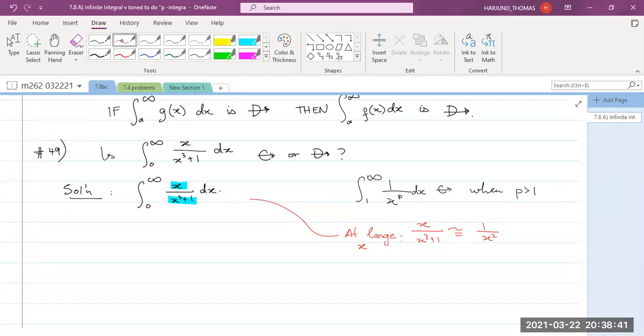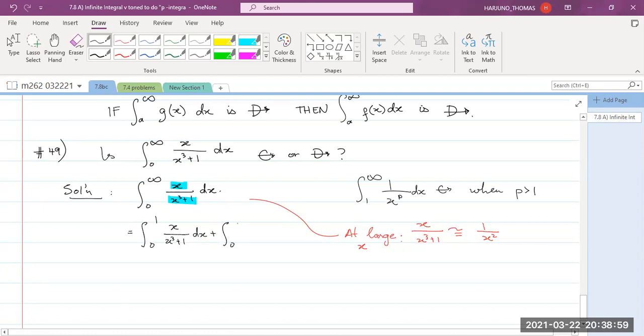Okay, now the thing is, do you realize that this is equal to, let me separate this integral: the integral from 0 to 1 of x over x cubed plus 1 dx plus the integral from 1 to infinity of x over x cubed plus 1 dx. What I want to say is that it has nothing to do with the 0. It's not about that 0.